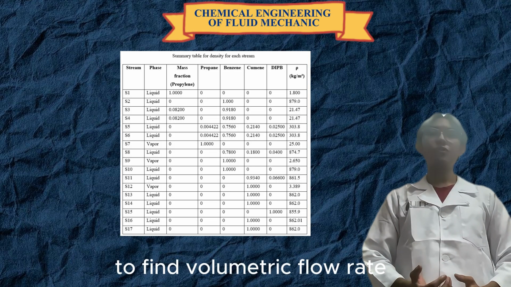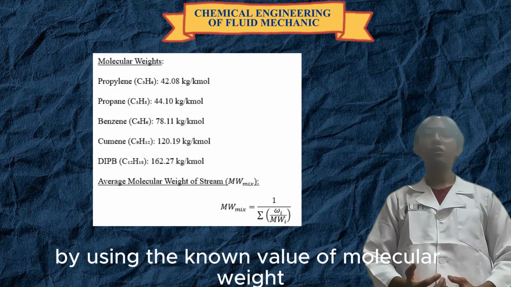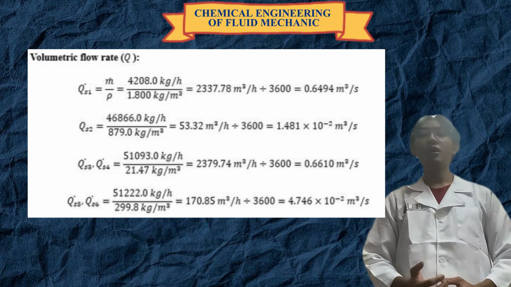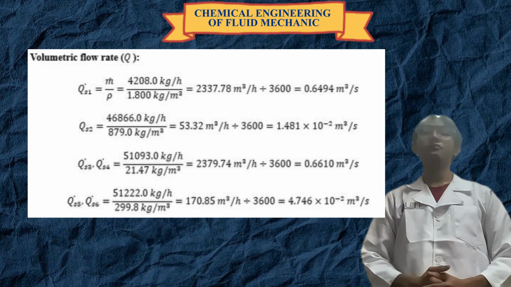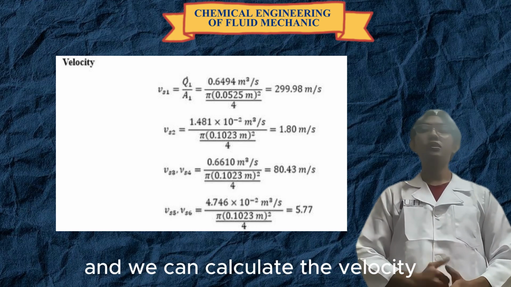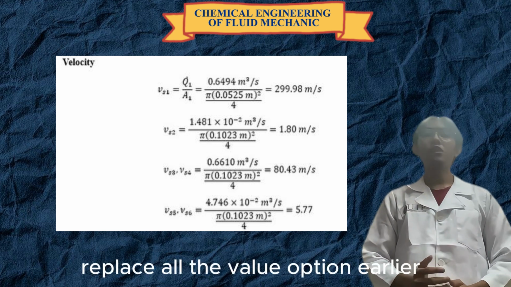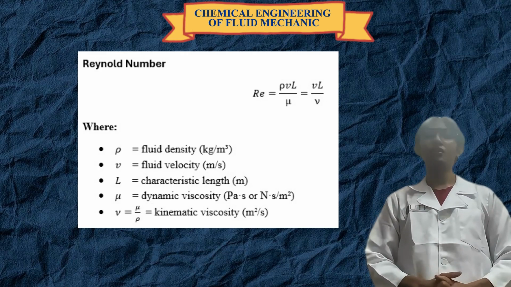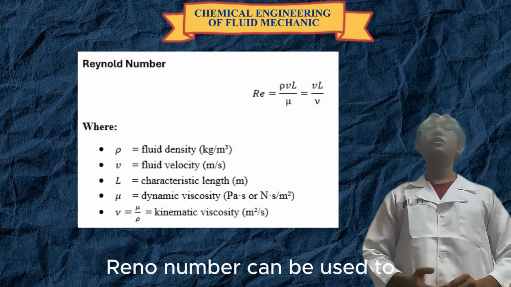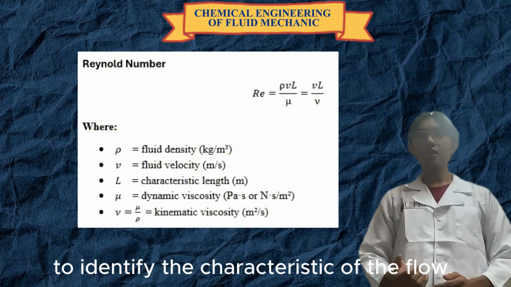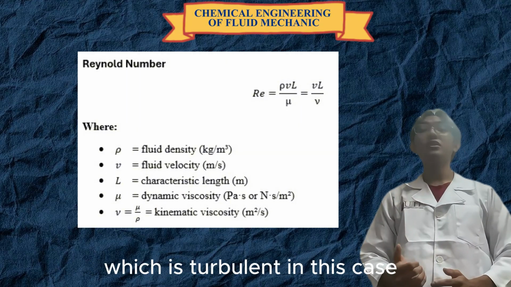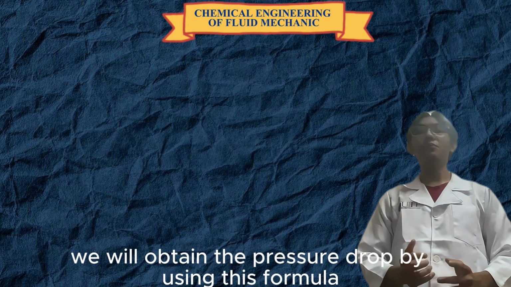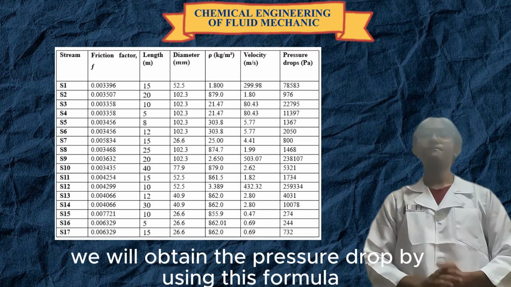To find the volumetric flow rate, using the known value of molecular weight for each substance and the formula Q equals m over rho, we obtain the following value. And we can calculate the velocity. Replace all the values obtained earlier inside this equation to calculate the Reynolds number. The Reynolds number can be used to identify the characteristic of the flow, which is turbulent in this case. Then we can find the friction factor, and finally we obtain the pressure drop by using this formula.